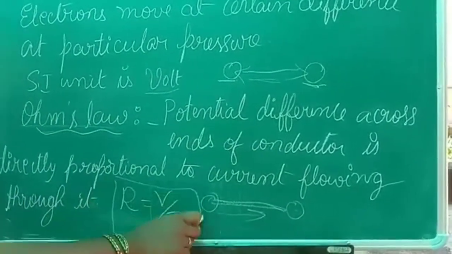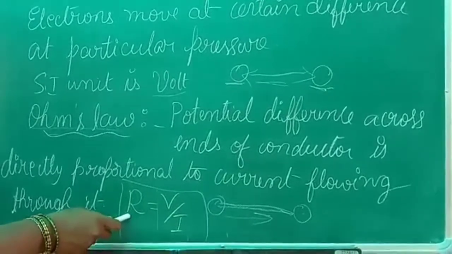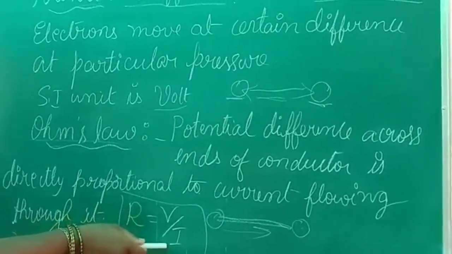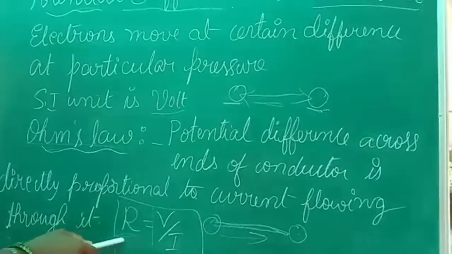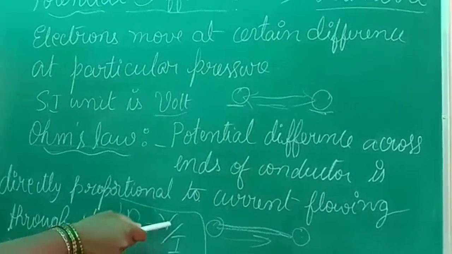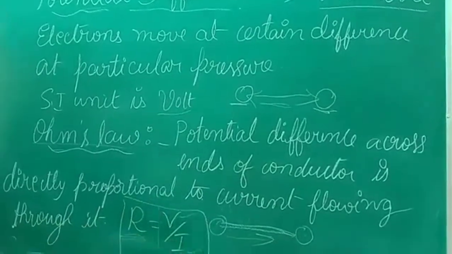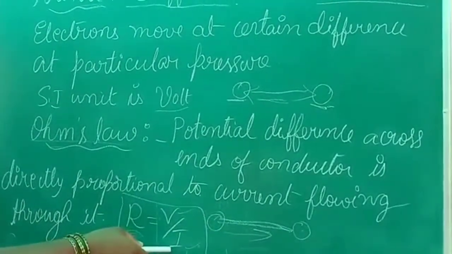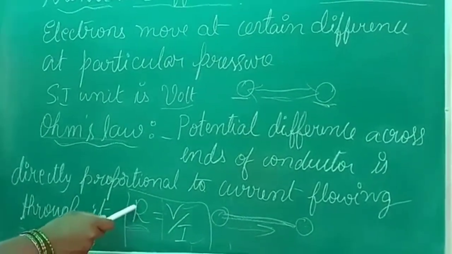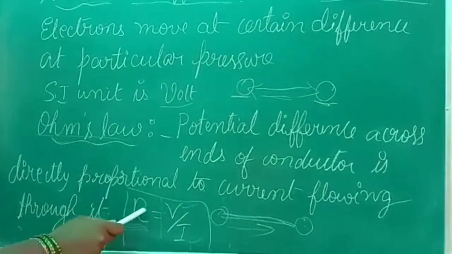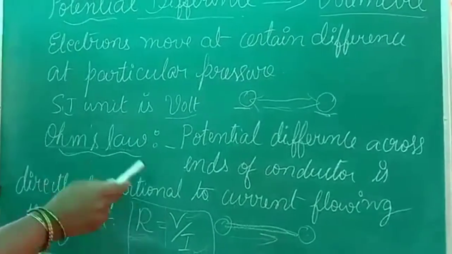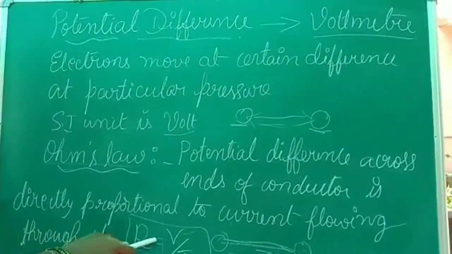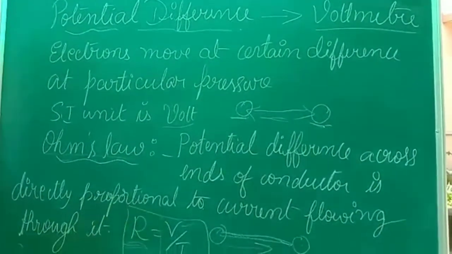Ohm's law is given by a formula, that is R is equal to V by I. Okay, can you see? R is equal to V by I, where R stands for resistance, V stands for voltage, and I stands for current. Current is represented as I, resistance is represented as R, and voltage is represented as V. So Ohm's law formula can be given as R is equal to V by I.